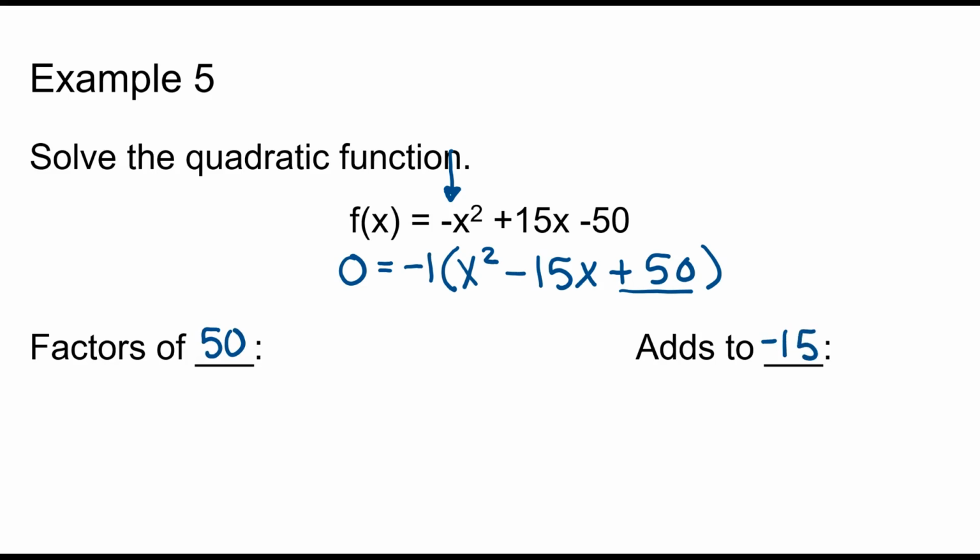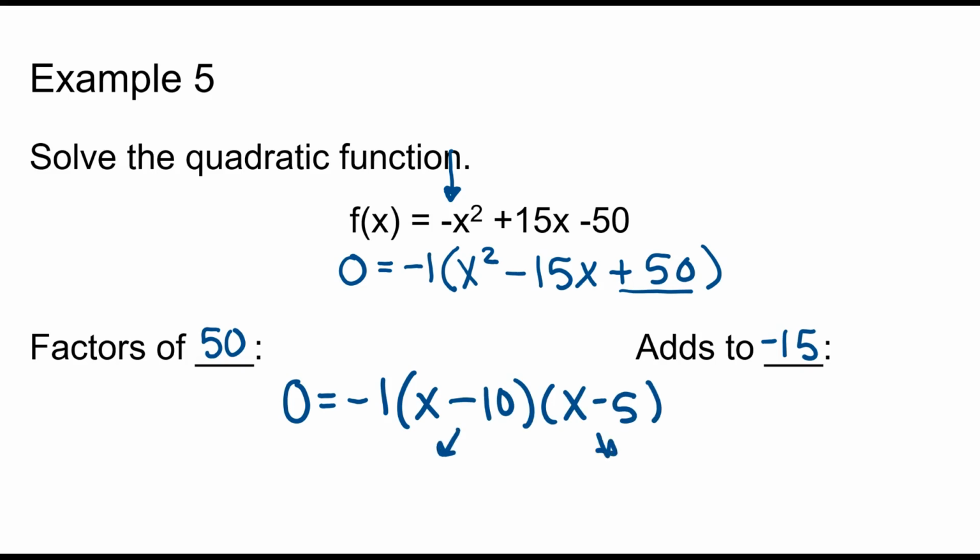So pause the screen and see if you can figure out the factors that would multiply to 50 but add to negative 15. We're going to get 0 equals negative 1, x minus 10, x minus 5. And the zeros are going to be 10 and 5.